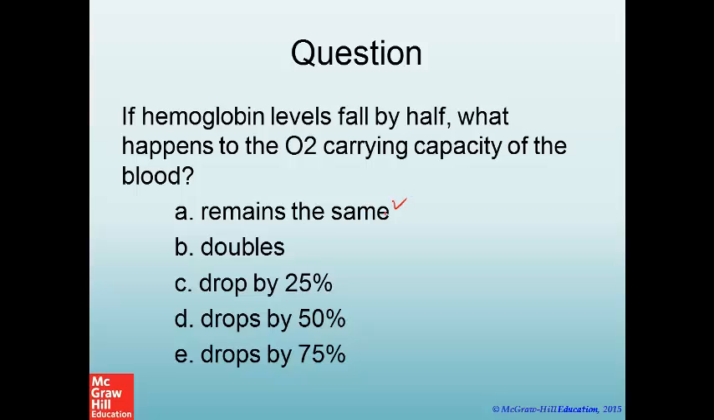Well, it's certainly not going to remain the same, and it's certainly not going to double. We know it's going to drop. The question is, how much is it going to drop by? Well, if we look at, so we've got 19.1 carried on hemoglobin and 0.3 dissolved. Right, you're going to end up carrying a lot less oxygen.